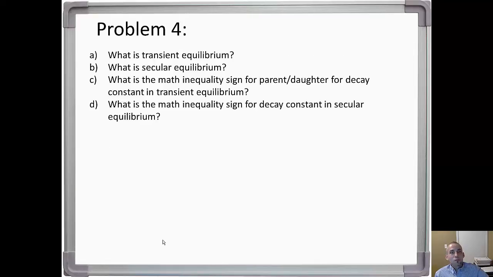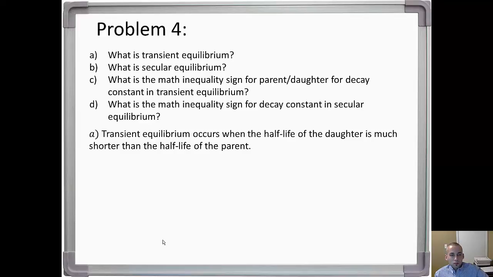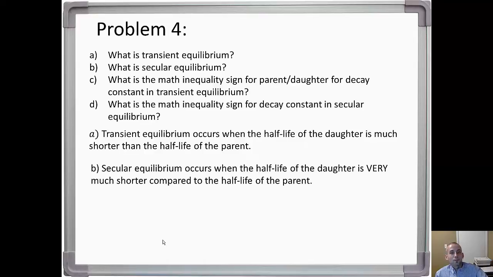Okay, problem 4. What is transient equilibrium? Transient equilibrium occurs when the half-life of the daughter is much shorter than the half-life of the parent. What is secular equilibrium? It occurs when the half-life of the daughter is very much shorter compared to the half-life of the parent.